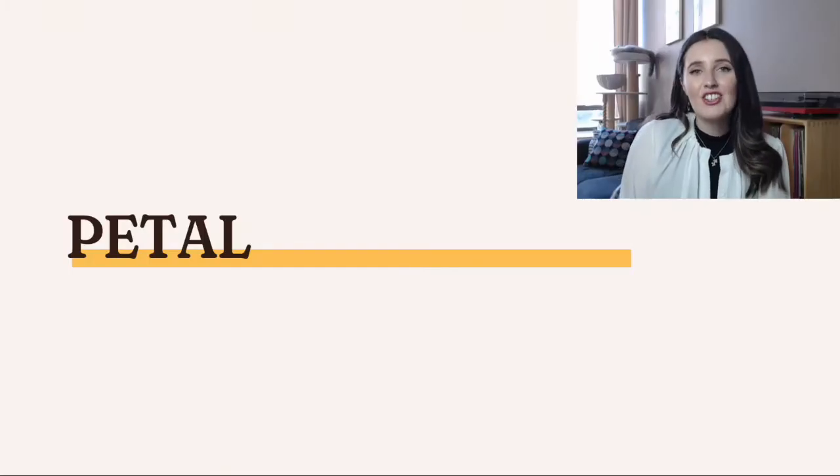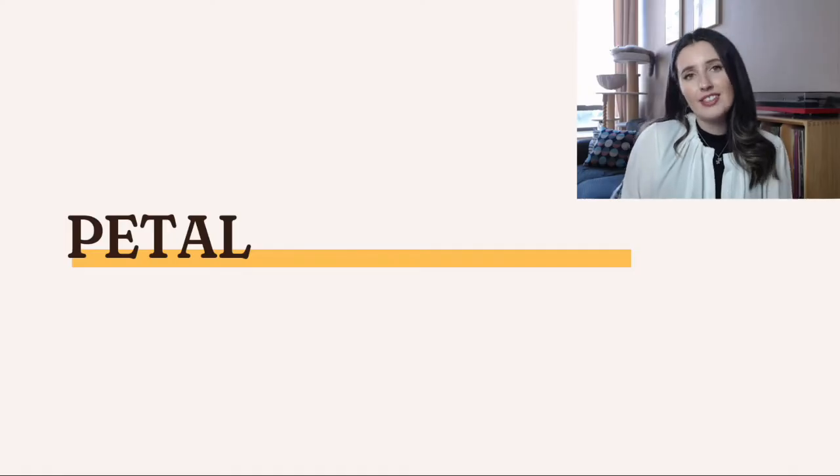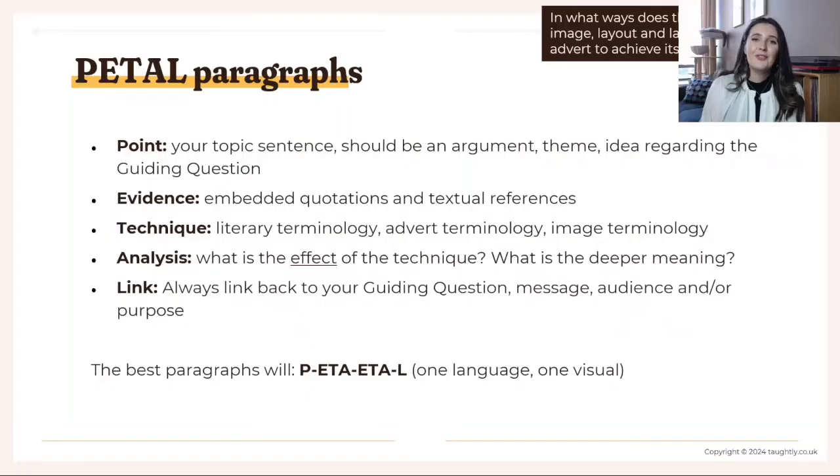Now we need to actually write up our analysis paragraph, and the acronym I'm going to teach you for that is PETAL. So what does PETAL stand for? PETAL stands for, firstly, point. So point is your topic sentence. Now this should be your argument, it should be your big idea. So whatever you've put in your roadmap and your horizontal plan, that should be the first sentence of your paragraph so that your reader knows, this paragraph is all about this.